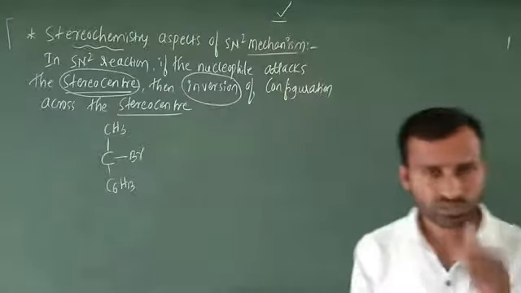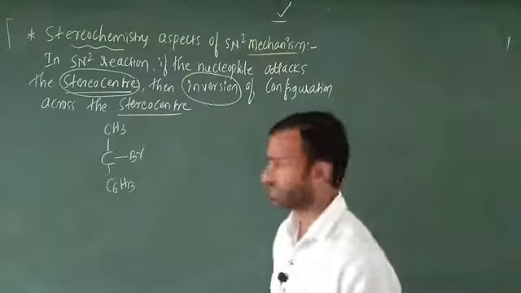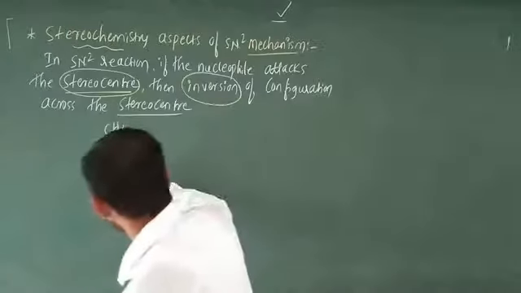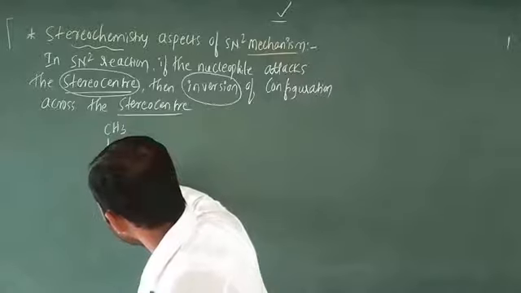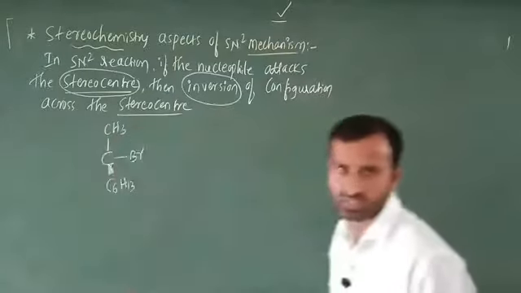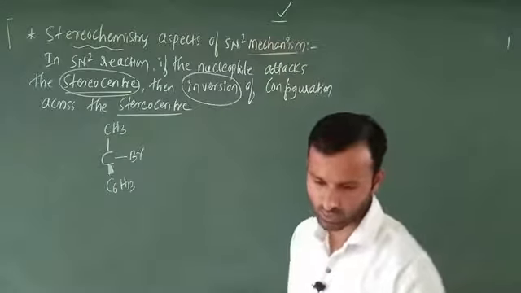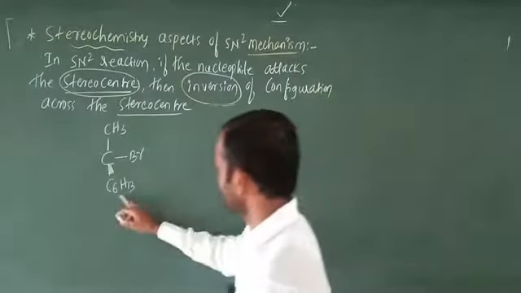The configuration is shown as below the plane and above the plane groups. If the group is above the plane, it is indicated as a wedge. I am going to make this a wedge shape, dark, like this. This is a wedge, it looks like a wedge. C6H13 is there. This is C6H13.